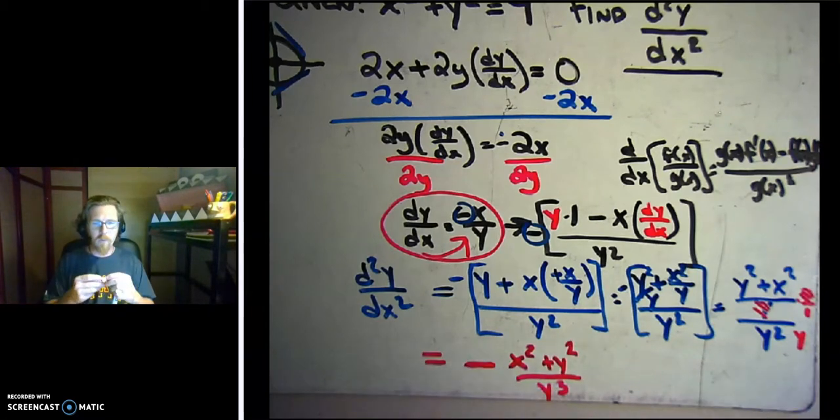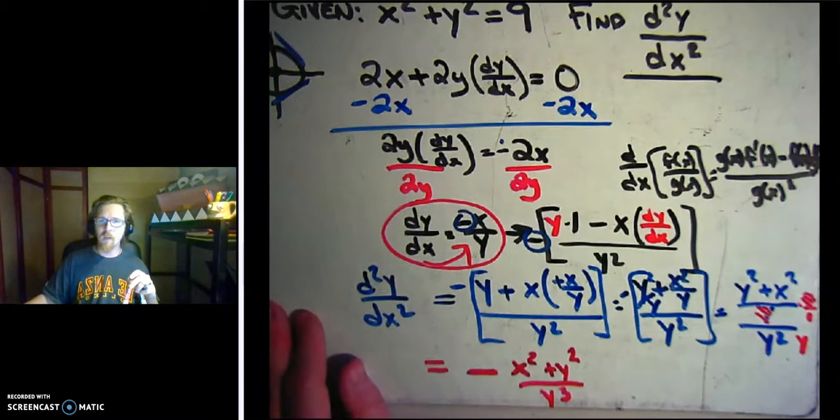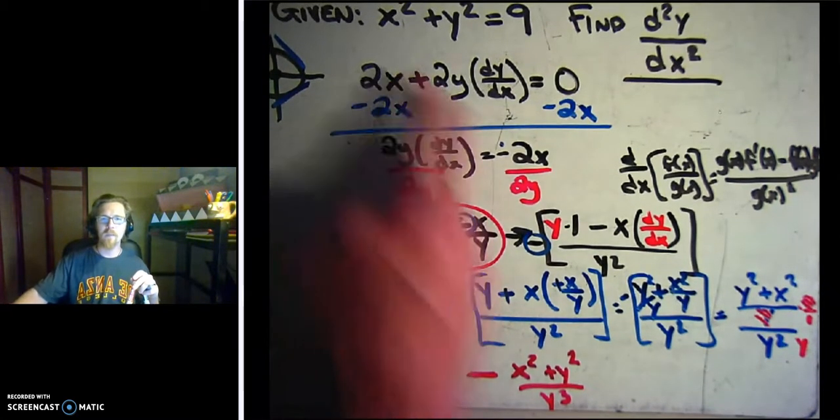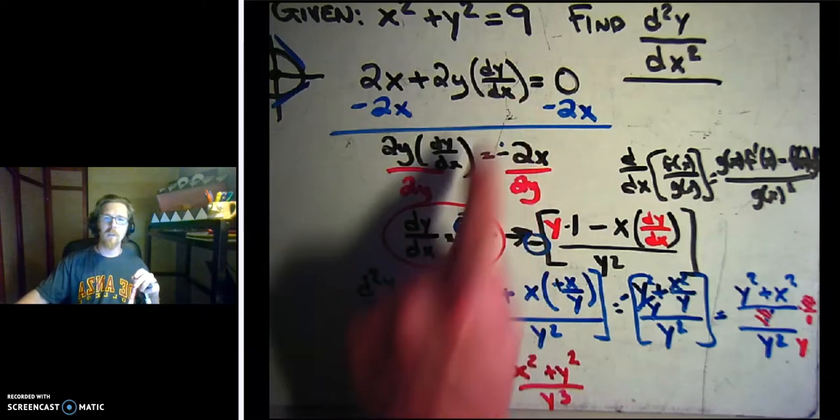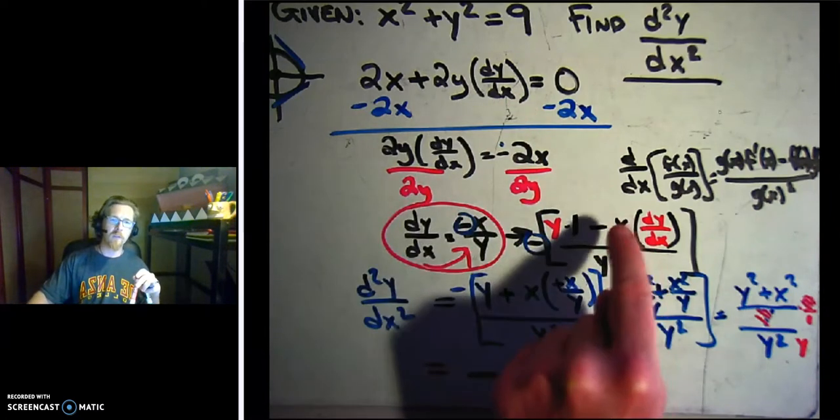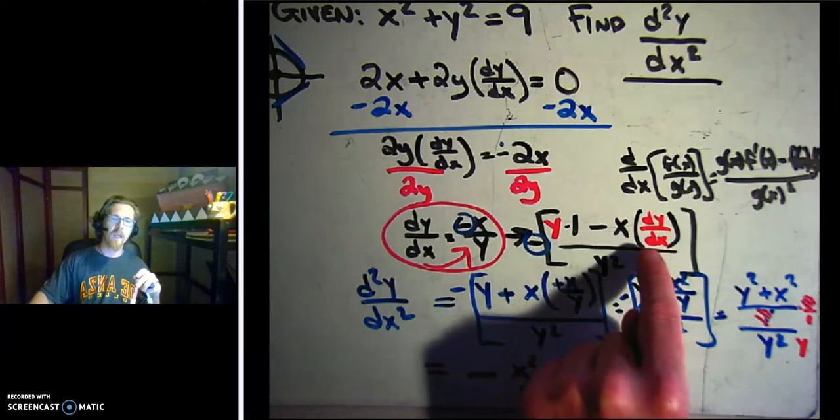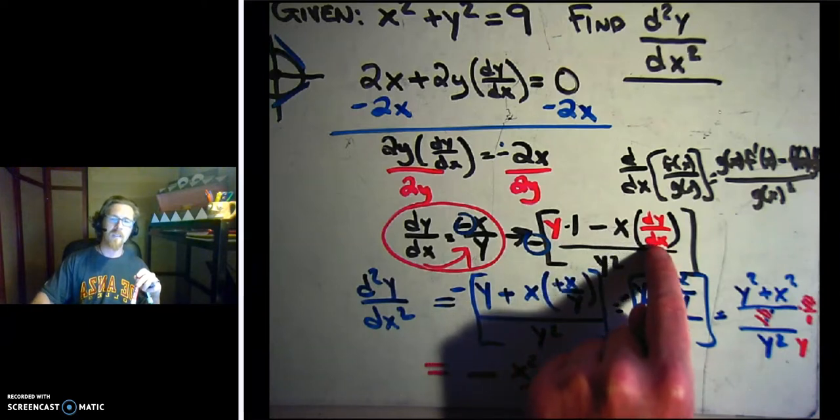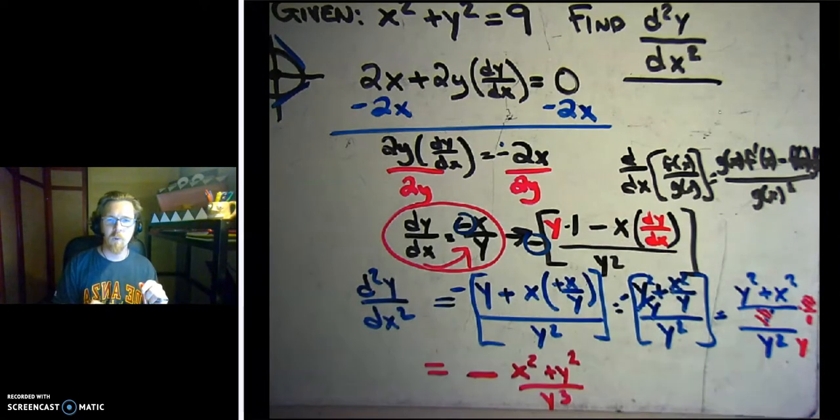And so we found our second derivative by finding the derivative of the circle itself implicitly, solving for the dy/dx, taking the derivative of the derivative, and then seeing that we had a substitution we could make just to keep everything in terms of x's and y's.